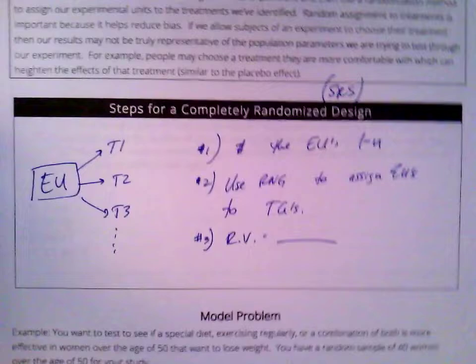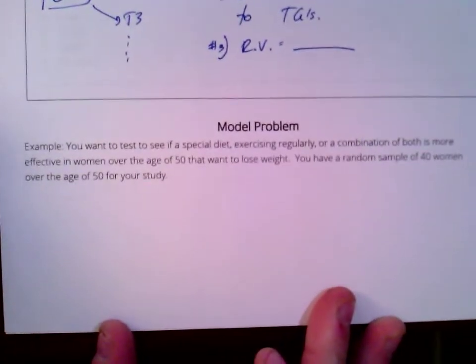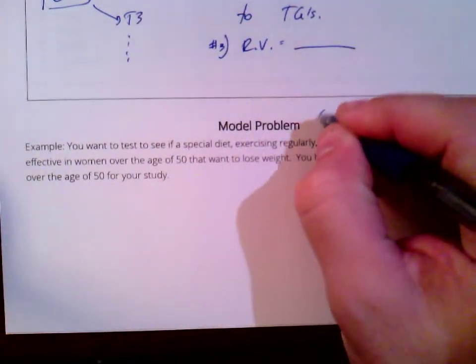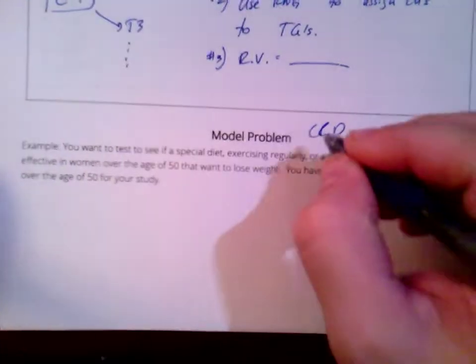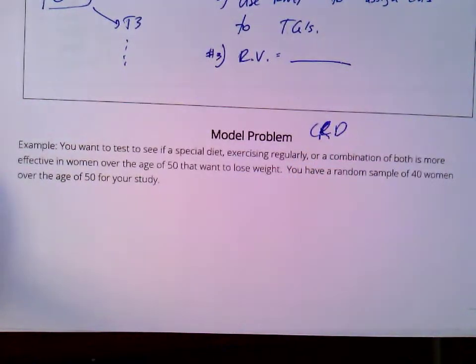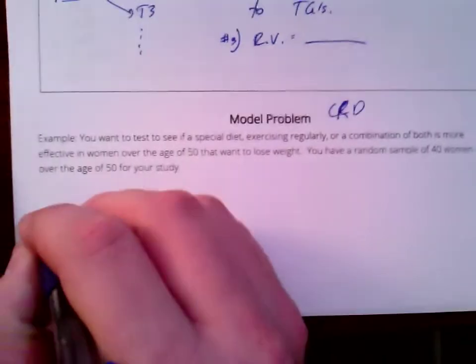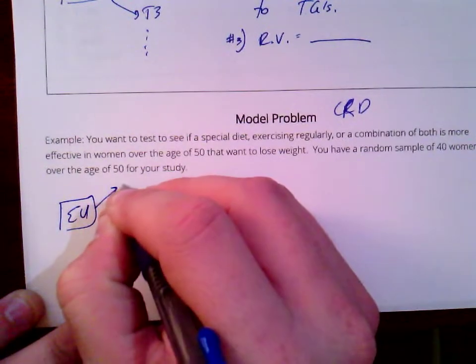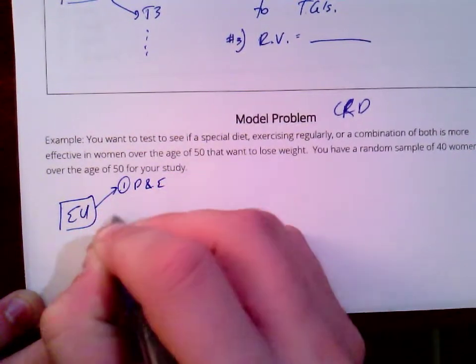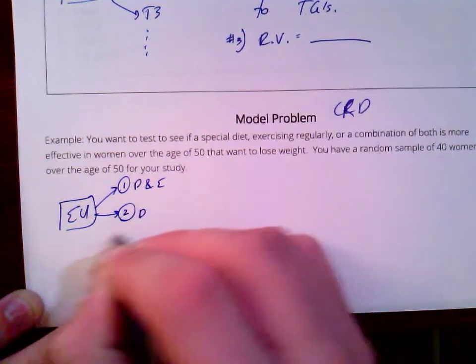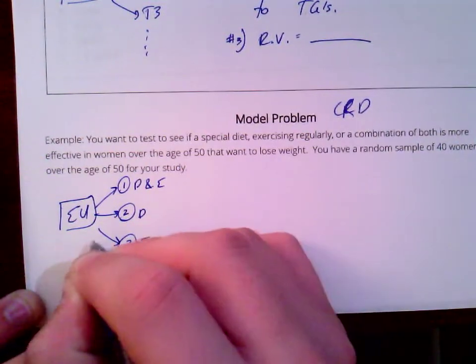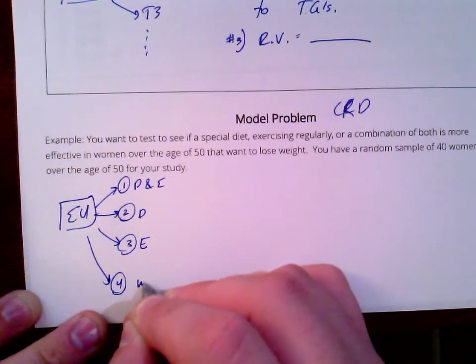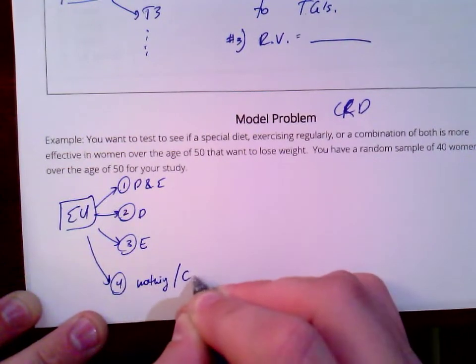All right, so let's look at an example and see how we would do completely randomized design, or CRD is kind of the abbreviation. You want to test if a special diet works. All right, so this is just the weight loss one. You have a random sample of 40 women, right? We just did this a second ago. These are my EUs. I had 4 treatment groups: diet and exercise, only diet, only exercise, and then I had nothing, which was my control group.